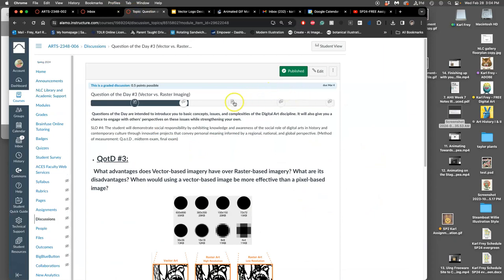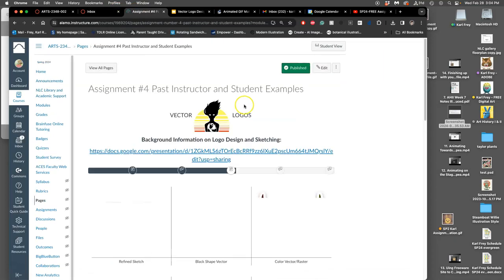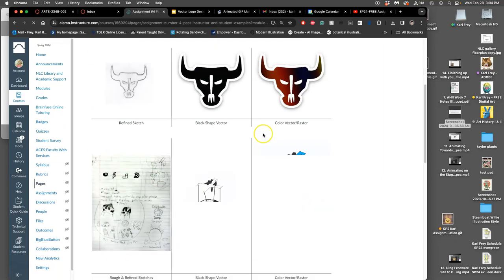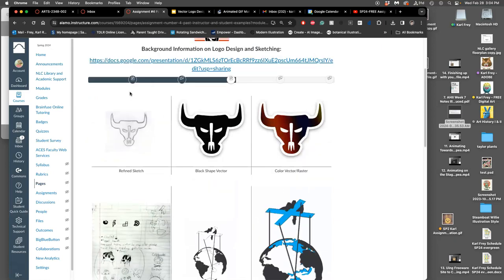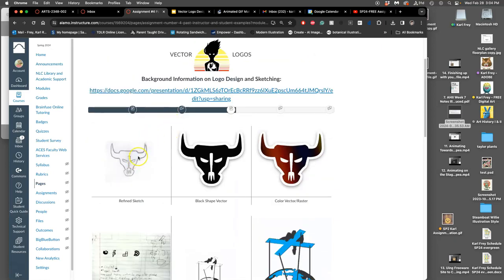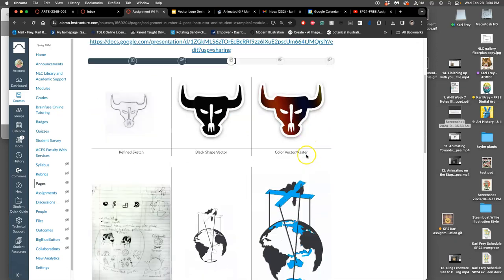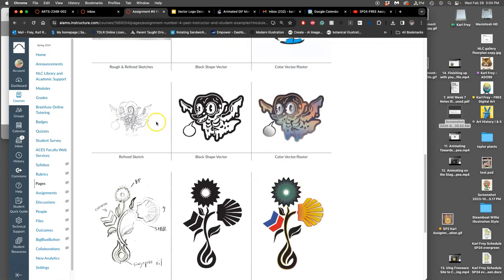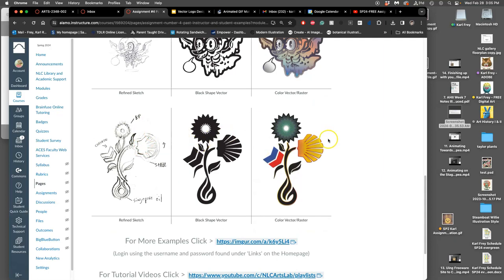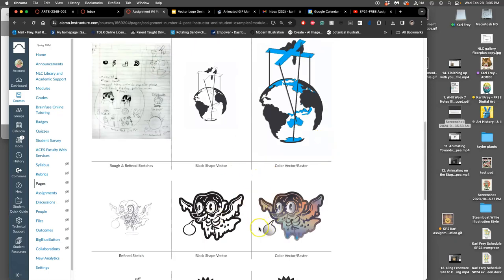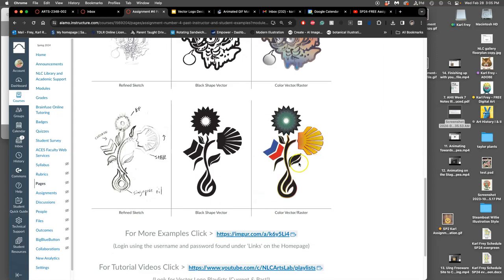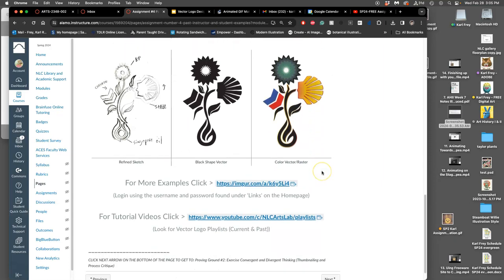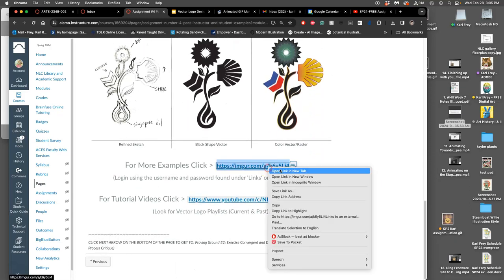So if we look at the project, the first step of assignment 4 is actually sketching to get a refined sketch for your idea. But once you have a refined sketch, you'll submit that, you'll submit your black shape vector, and then you'll submit a color version of that black shape vector. So here are some different examples. Sometimes logos are pretty complicated with a lot of complex shapes. Sometimes they're incredibly simple. It just depends what you're going for. But they're always going to be clean at any scale because they're going to be a vector. You can see other past examples here.